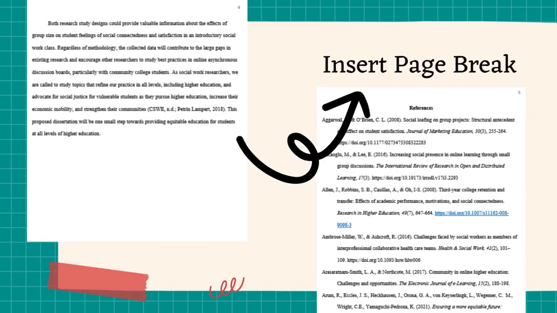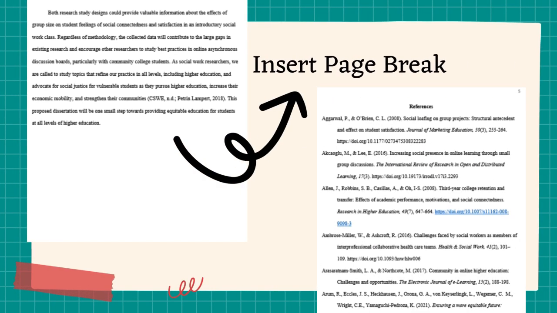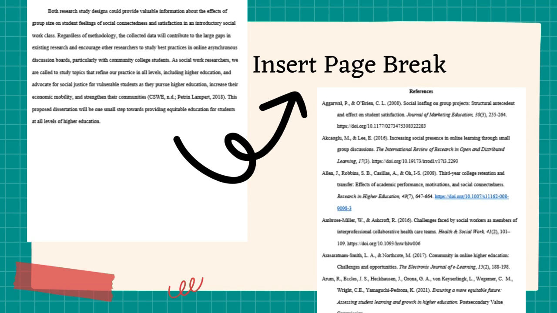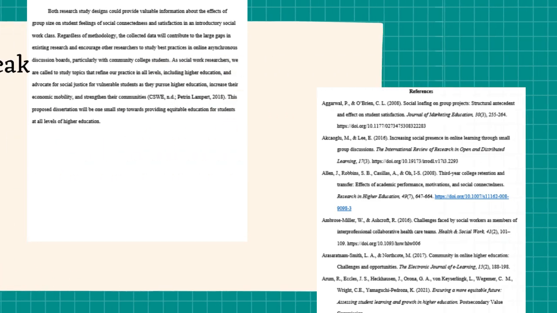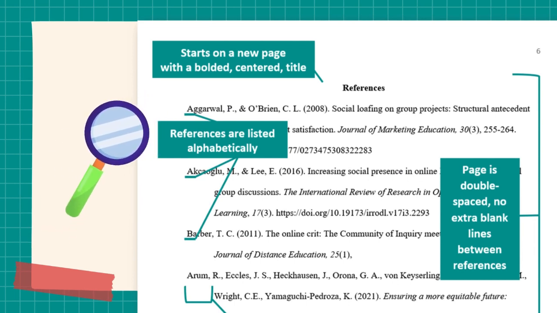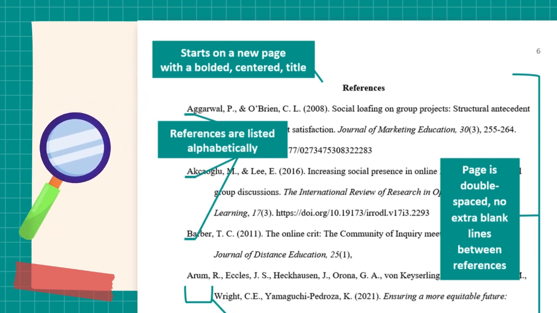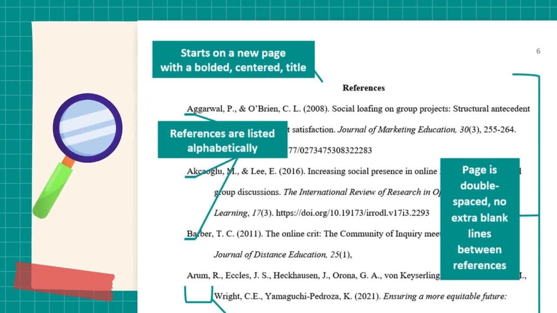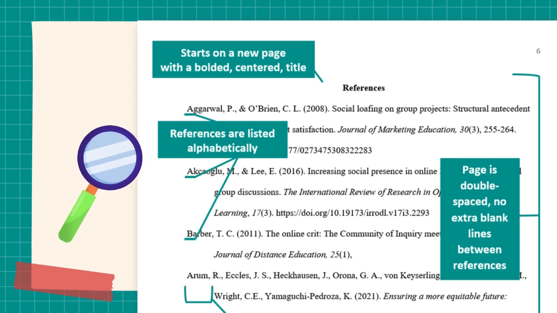So the first thing you need to do is insert a page break and start your references on a new page. Sometimes students will hit enter a few times and start typing at the bottom of their paper, but you really do need to start it on a new page using the insert page break feature. Once you have a new page, you will make sure that you have the word references in the center and bolded. Some students will say works cited, but that's actually MLA. APA requires the word references.